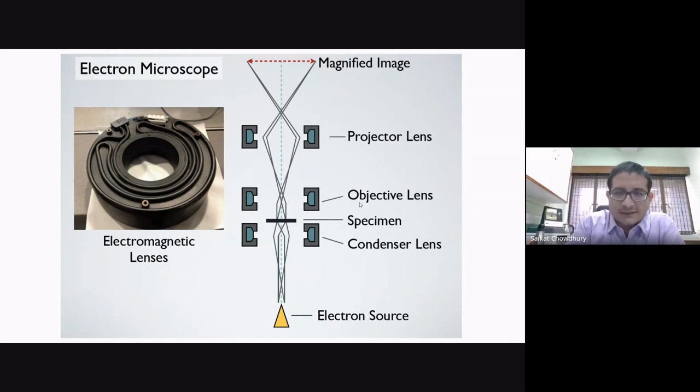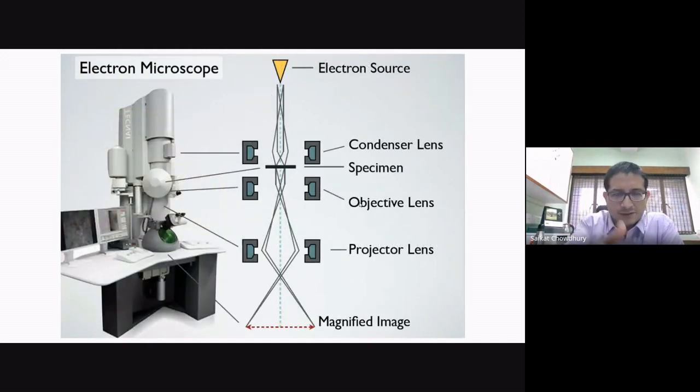So this is a schematic of a typical electron microscope. Nowadays it looks very different, but this is how it would look. It's just an inverted version of your light microscope, where you have a source, an electron gun that generates the electron beam, which goes through all these electromagnetic lenses and then falls on the specimen. You get a magnified image.